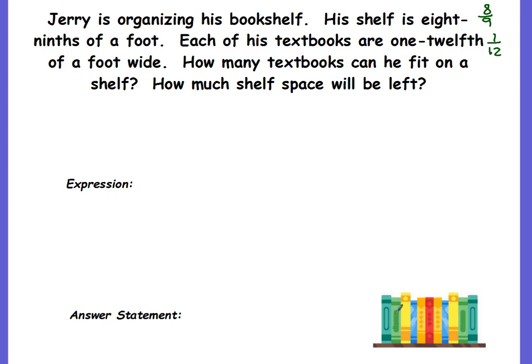Here are your textbooks. This shelf is 8/9. Each textbook is 1/12. So this textbook is 1/12. This textbook is 1/12. This one is 1/12, and so on. We want to know how many of these 1/12s can we fit into the 8/9. So it's the 8/9 that we're splitting up. So our expression is going to be 8/9 divided by, and the size of each group is 1/12.